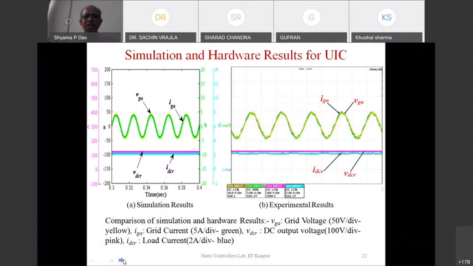The experimental result we have shown from an oscilloscope. So we again see that the voltage and currents are in phase, so the power factor is unity, and the voltage is constant, and the current is also almost constant on the DC side. There are no power oscillations here. Next slide, please.